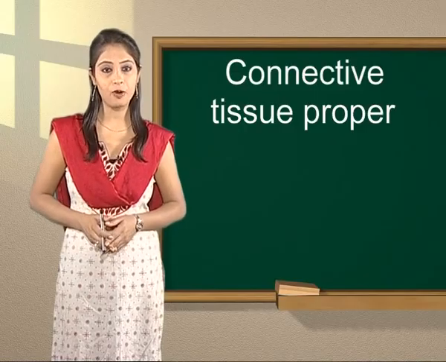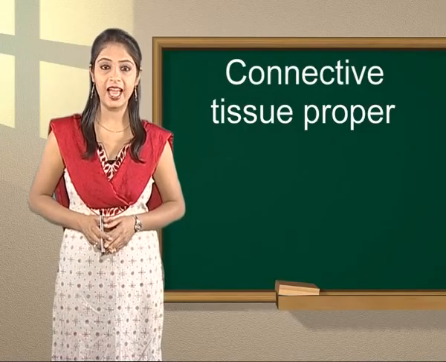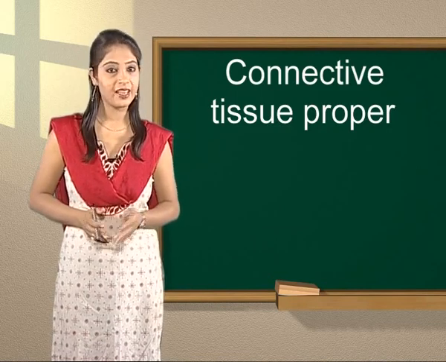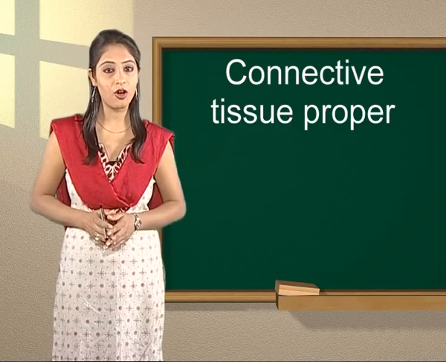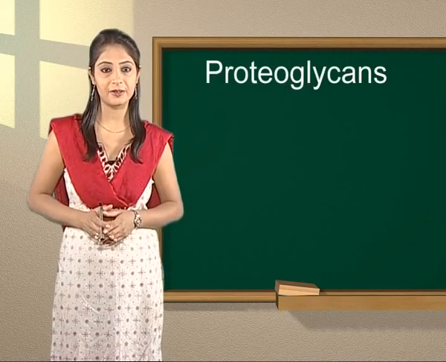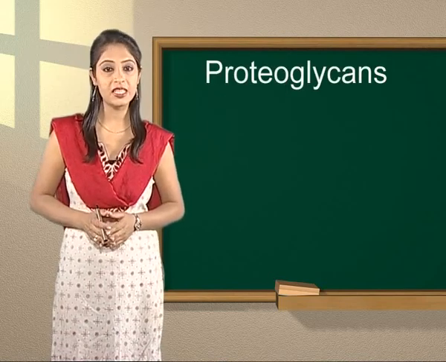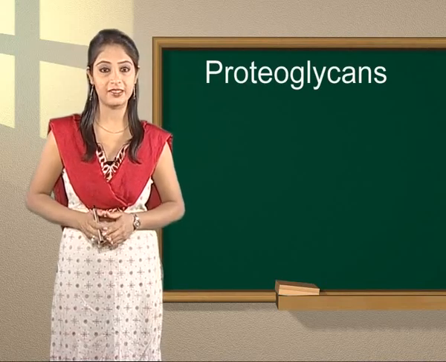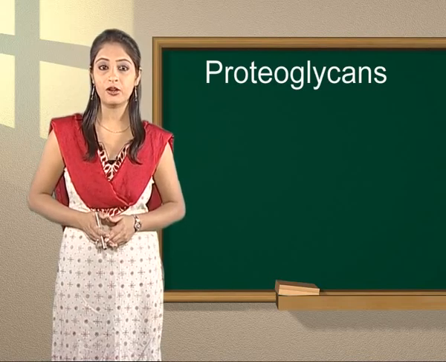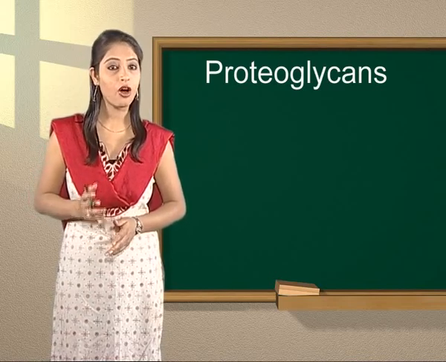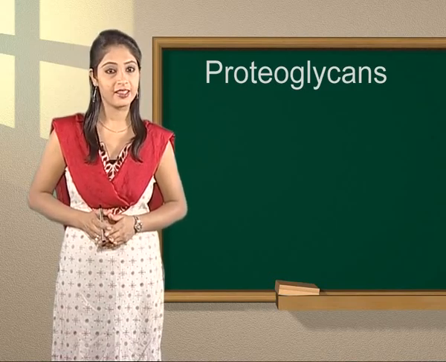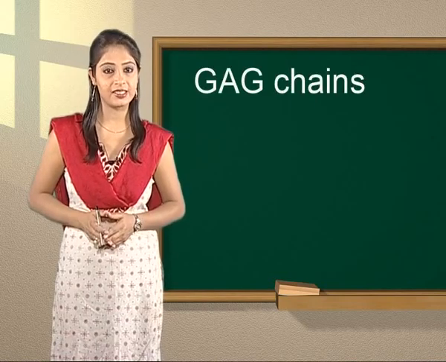Connective tissue proper is characterized by cells and fibers embedded in a soft ground substance. Connective tissue proper has a soft gel-like matrix composed of proteoglycans. Proteoglycans are proteins that are heavily glycosylated. The basic proteoglycan unit consists of a core protein with one or more covalently attached glycosaminoglycan, that is GAG chains.